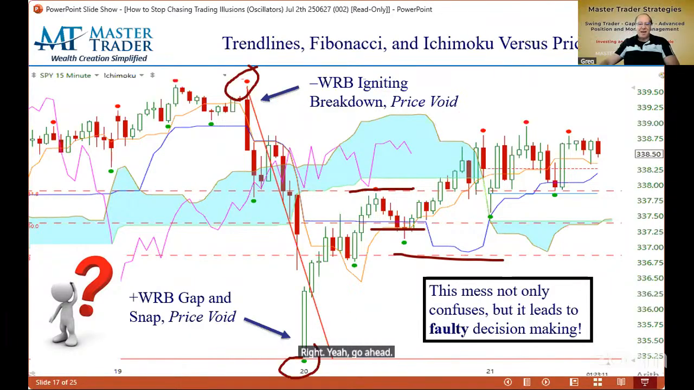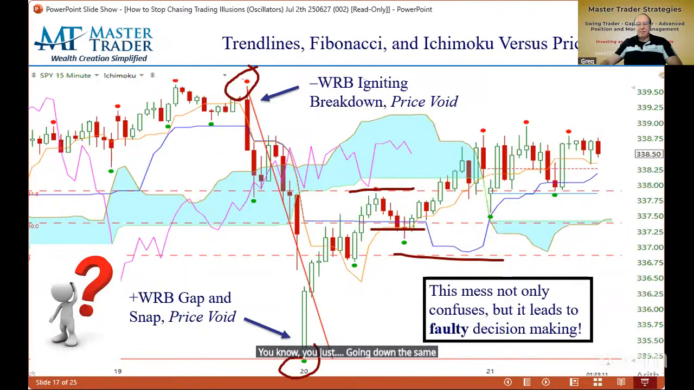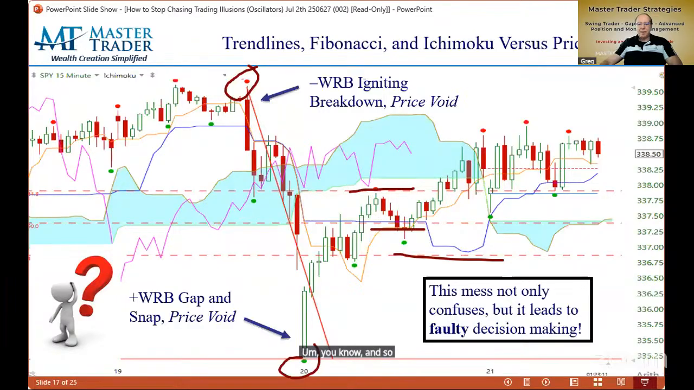People sell courses on how to read the Ichimoku cloud, and you're just going down the same path of just a different indicator, and they have, I don't know, like 10 different settings for it. Maybe I'm wrong on how many settings there are, but you get my point. And it's overlapping the prices. It's just a big mess. And you have to get to a point where you're willing to take this garbage off the chart.